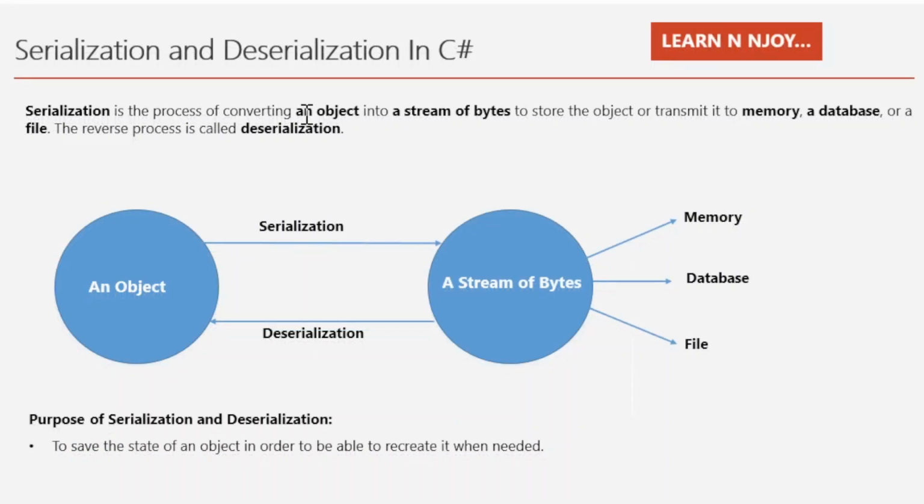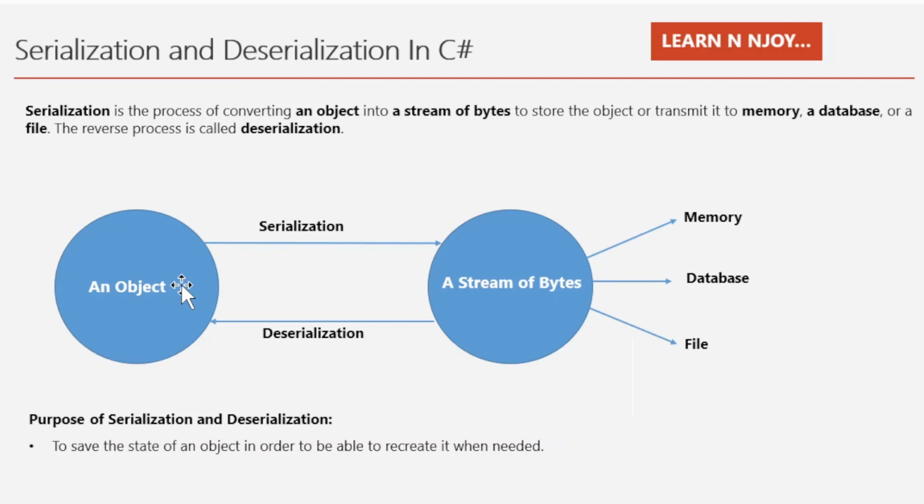Serialization is the process of converting an object into a stream of bytes to store the object or transmit it to a memory, a database or a file. The reverse process is called deserialization. Let's understand it with the help of the diagram shown over here. So here there is an object that needs to be converted to a byte stream. So how can we convert it? That's where the serialization concept comes into the picture.